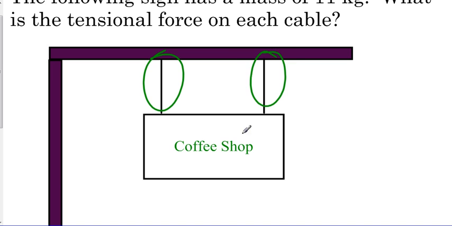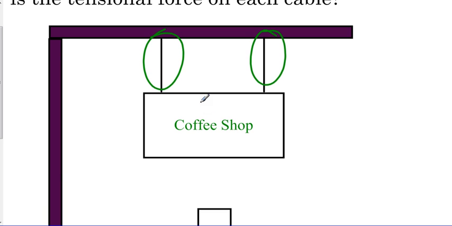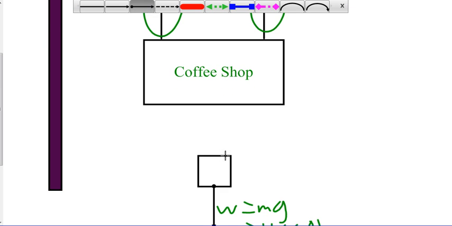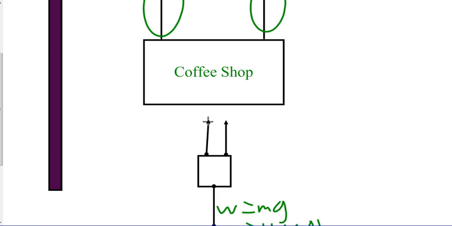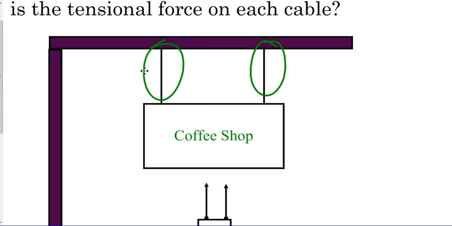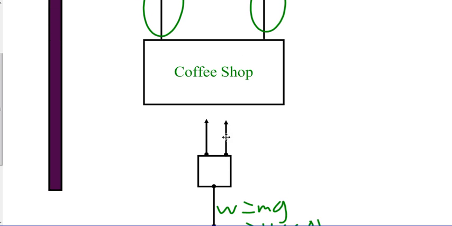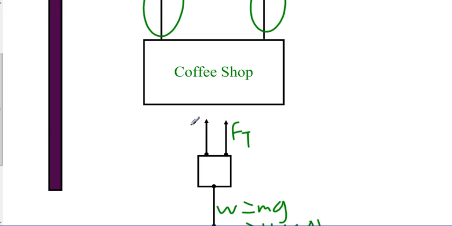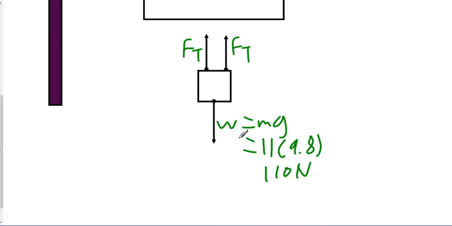And now we don't know the value of the tension of these two cables, but we know that we have two cables going up. This is off kilter, so let me fix that. We know we have two vectors going up, and in this particular case, with the way these two cables are, we know that they have the same tension. So we can say that these are both force T, the force of tension. So we have two forces of tension going up, and we have the weight going down.